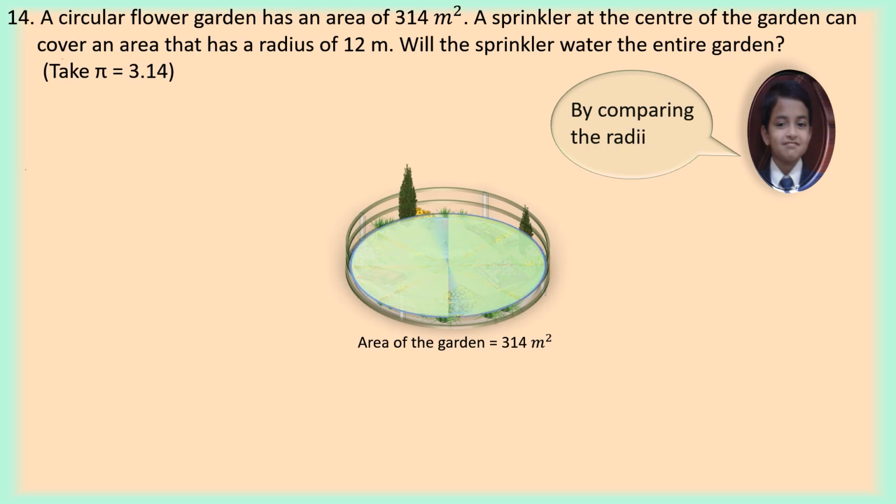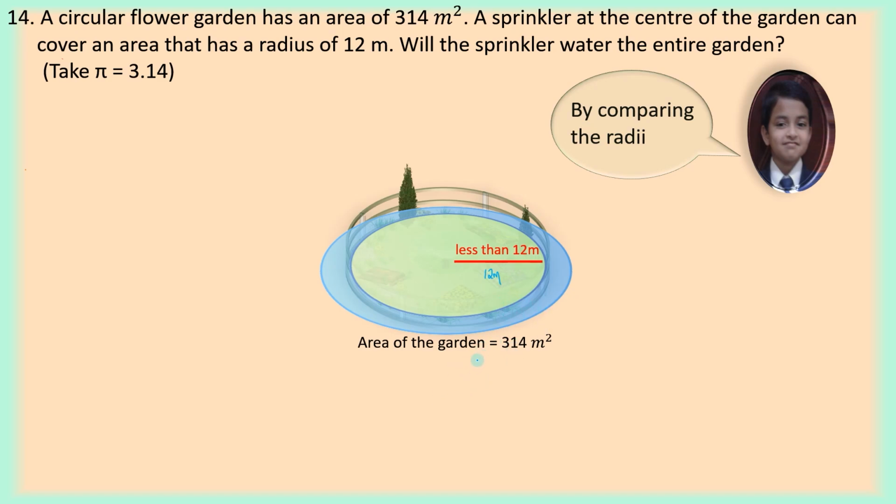If both the areas are equal, then what about the radii? Both radii will be equal. That is, radius of the garden also will be 12 meters. And if the area that can be covered by the sprinkler is greater than the area of the garden, then the radius of the garden will be less than 12 meters. That is, if the radius of the garden is equal to 12 meters or less than 12 meters, then the sprinkler will water the entire garden.